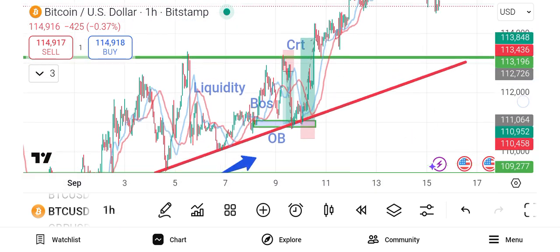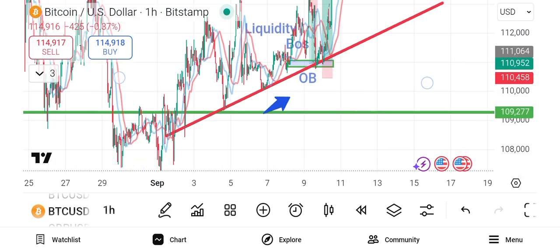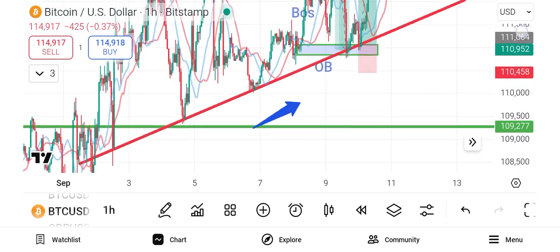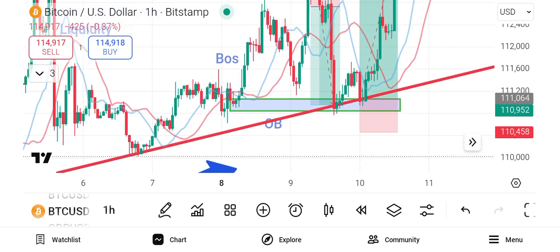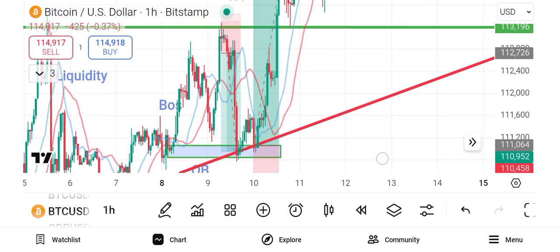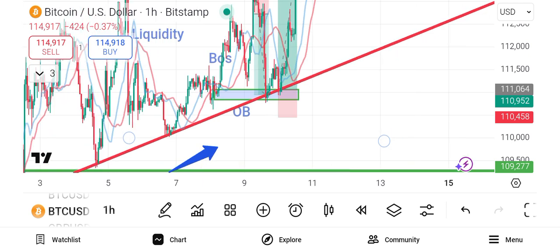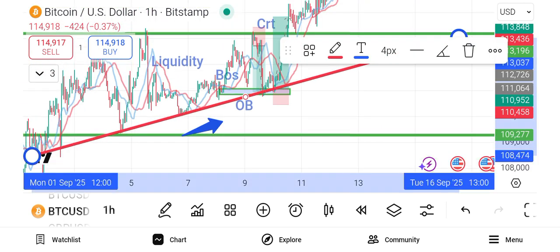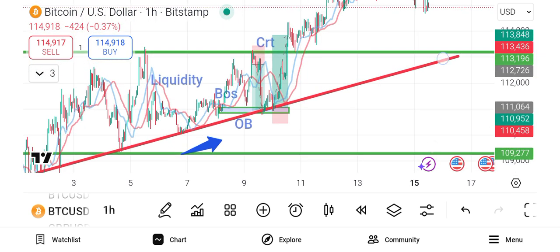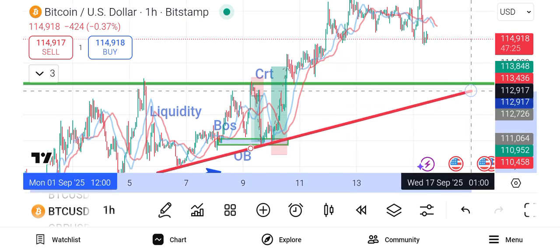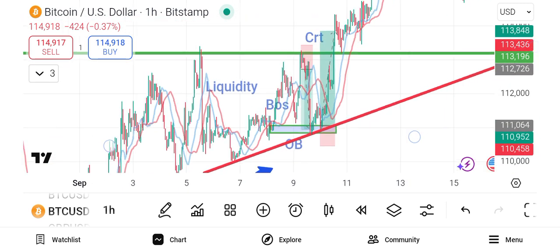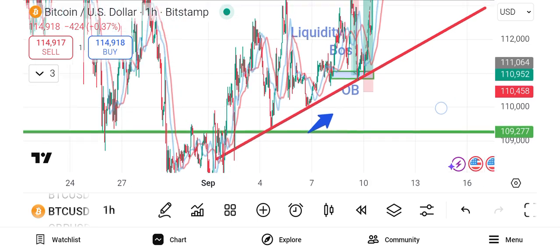As you can see, if you mark your uptrend very well, you see that when the market came to the OB, the order block, it respected the OB and started moving up. Let me do it very clearly. Okay, so now you can see that we are in an uptrend.